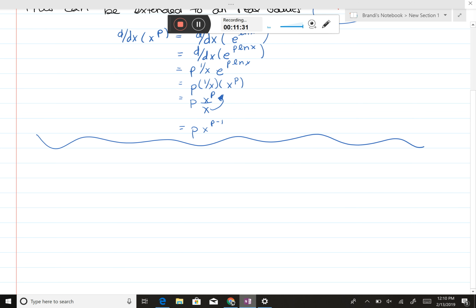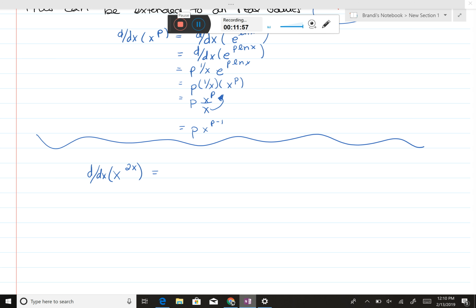Why on earth did we do that? Because it makes it a lot easier to deal with far more complicated problems, like x to the 2x. How do I take the derivative of that? So d dx of x to the 2x, I've got a variable in the base and in the exponent. What we're going to do is use this trick to take that derivative.